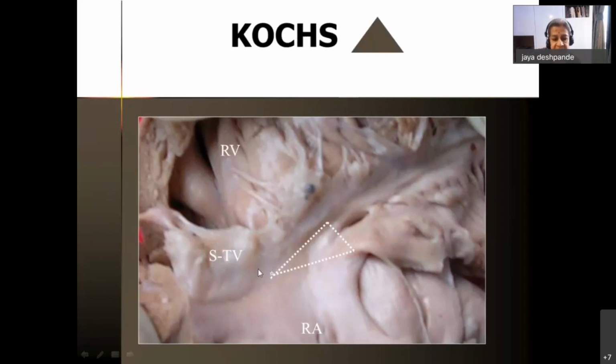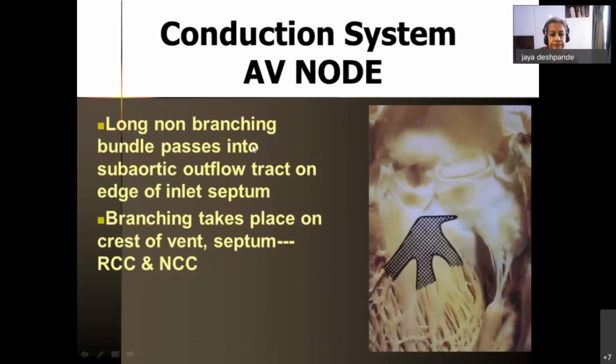The electrode will pierce the central fibrous body, come down to the crest of the ventricular septum, and then divide into the right bundle and the left bundle. So the right bundle will then divide into branches across the right ventricle. On the left side, likewise, it will divide across the interventricular septum. This is the membranous septum. So the branching takes place on the crest of the ventricular septum between the right coronary and non-coronary cusp.